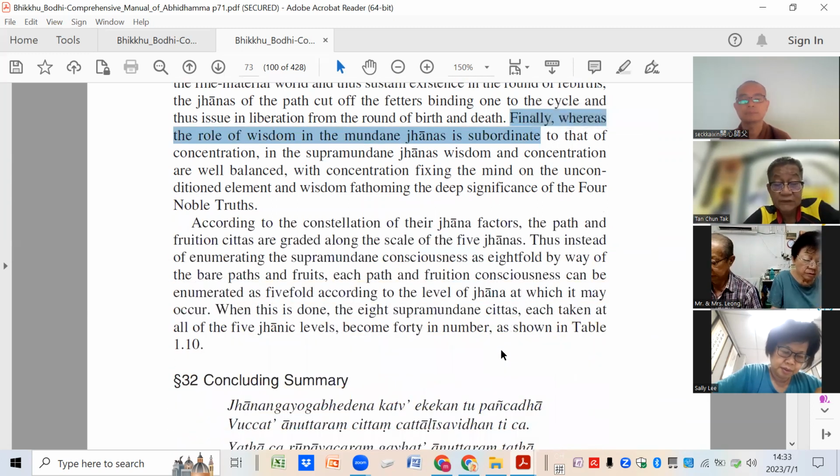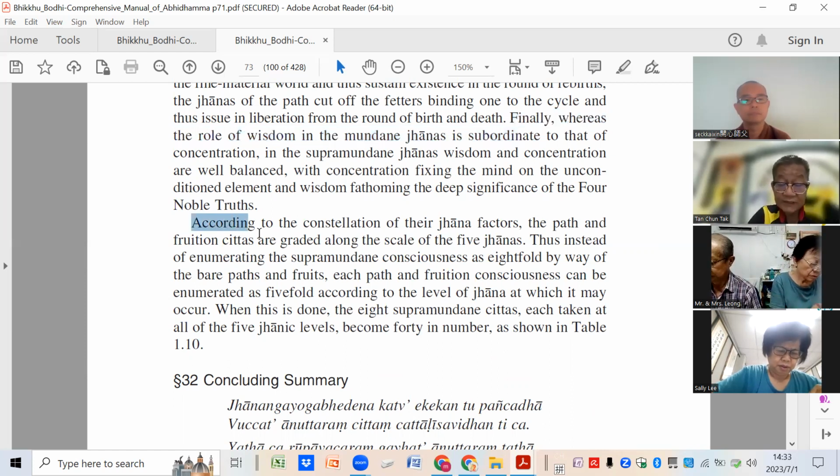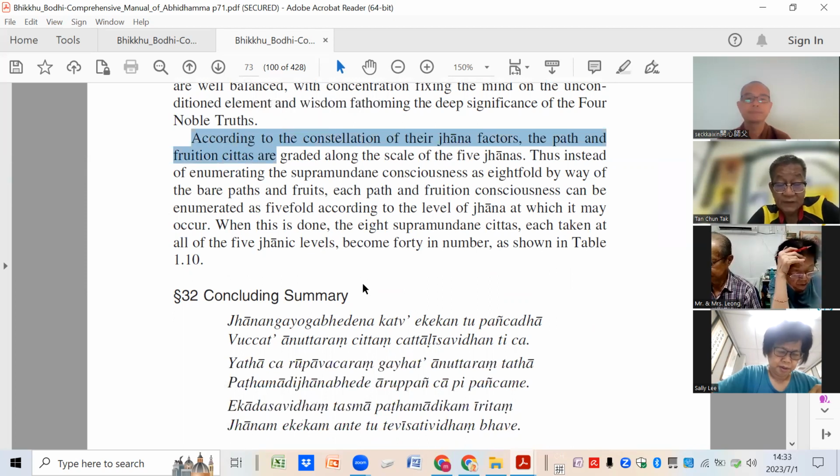Finally, whereas the role of wisdom in the mundane jhana is subordinate to that of concentration, in the supramundane jhana, wisdom and concentration are well balanced, with concentration fixing the mind on the unconditioned element and wisdom fathoming the deep significance of the four noble truths. According to the constellations of their jhana factors, the path and fruition cittas are graded along the scale of the five jhana. Thus, instead of enumerating the supramundane consciousness as eightfold by way of the bare path and fruits, each path and fruition consciousness can be enumerated as fivefold according to the level of jhana at which it may occur. When this is done, the eight supramundane cittas, each taken at all of the five jhana levels, become 40 in all, as shown in table 1.10.